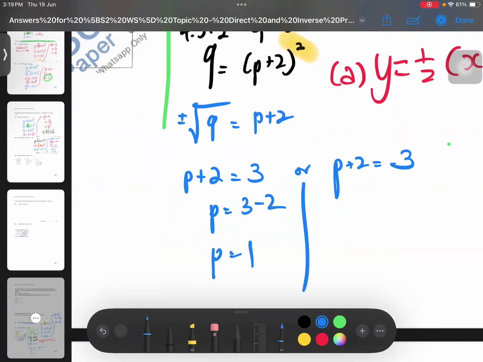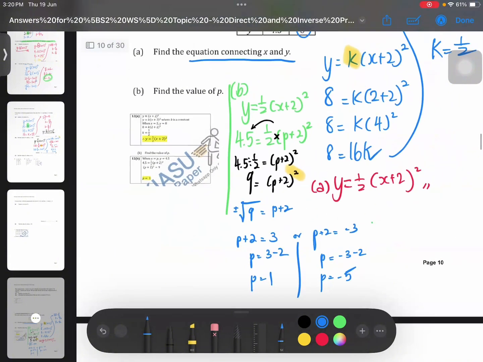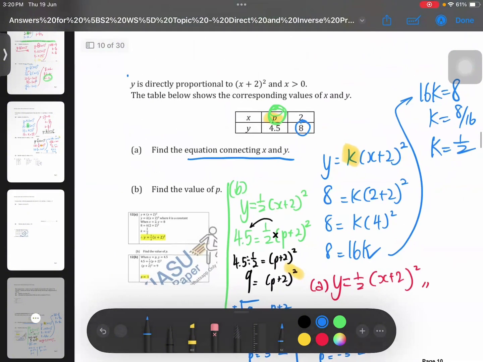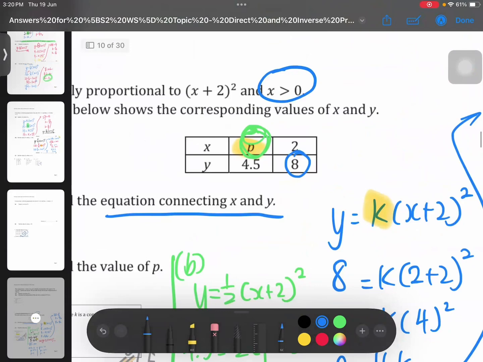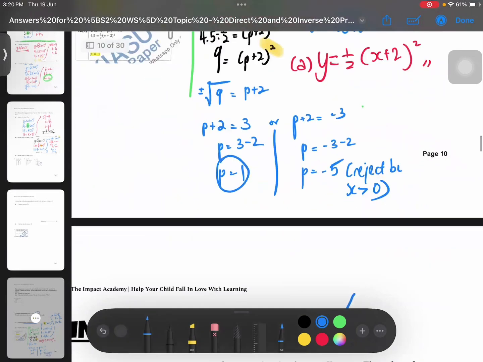You are not done, right? So p plus 2 equals negative 3. Let me write properly. All right, so we know that negative 3 minus 2, p is equal to negative 5, and that's your answer for this question. But the question says that the value of x has to be more than 0, correct? So which one are you going to reject? You're going to reject this. Why are you rejecting this? Reject because x has to be more than 0. Can you understand or don't understand? So therefore, your answer has to be p equals 1. And this is your answer for this question.